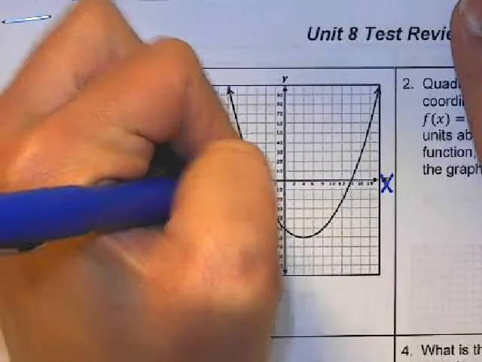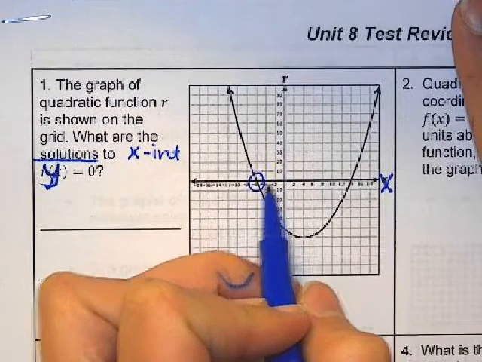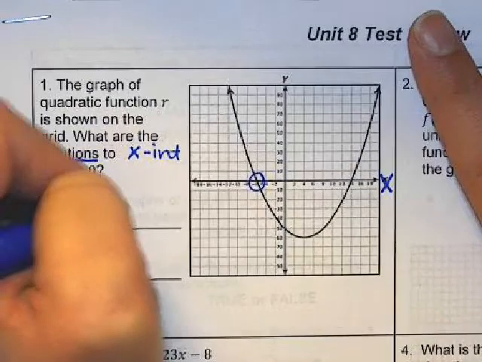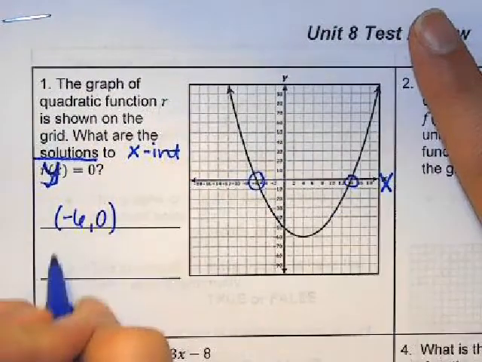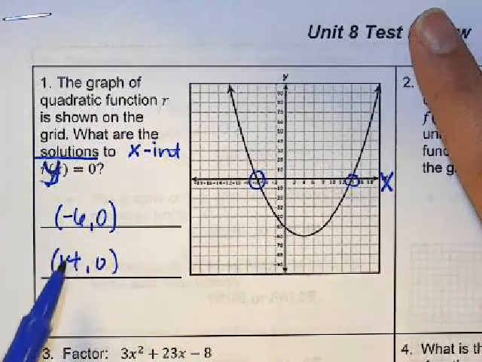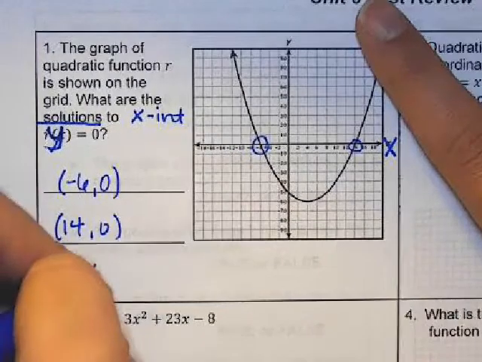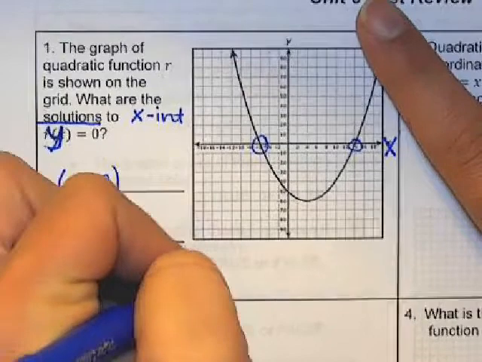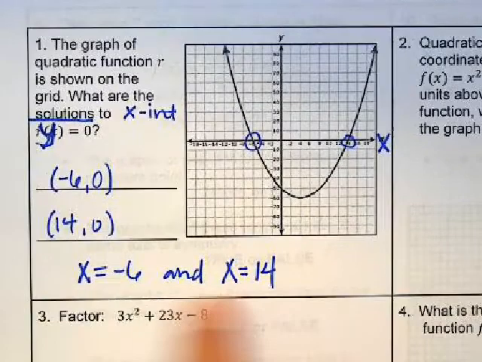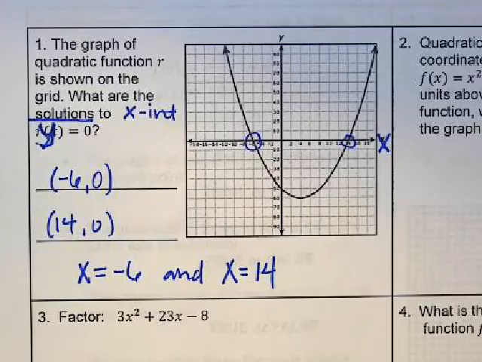Well, I have 1 here, and if you notice, it's counting by 2's, so 2, 4, 6, okay? So this is -2, -4, -6. So my x-intercepts are (-6, 0) and (14, 0). Notice that my numbers are in the x spot of my ordered pair because it's the x-intercept. You can also see x-intercepts written as x equals -6 and x equals 14. That's another way that you could see them written. They could be written as x equals like this or as ordered pairs. Okay? Number 2.